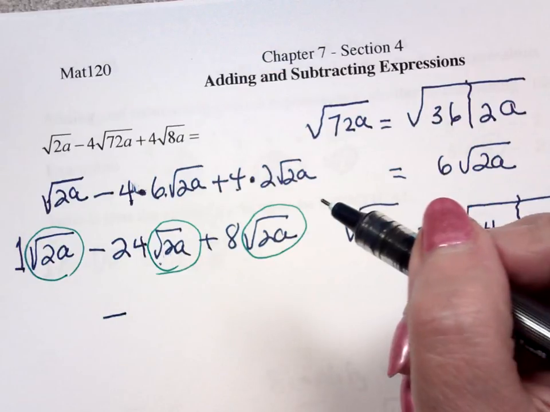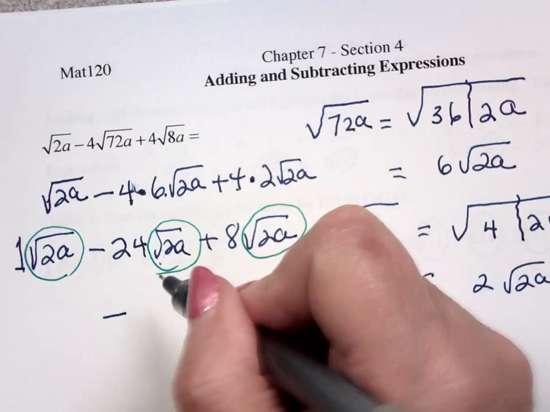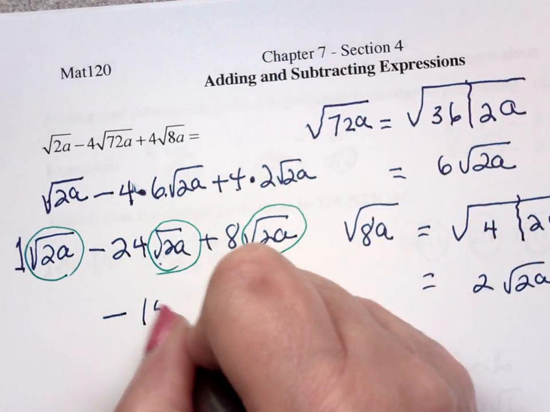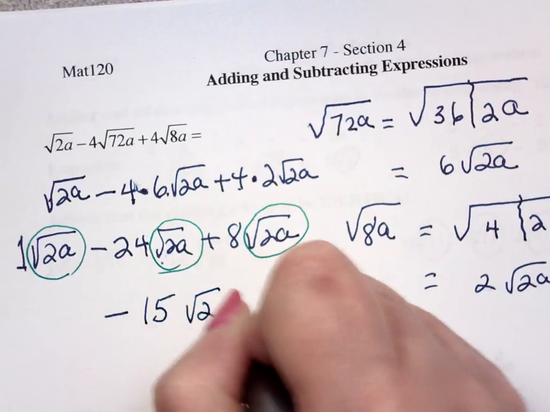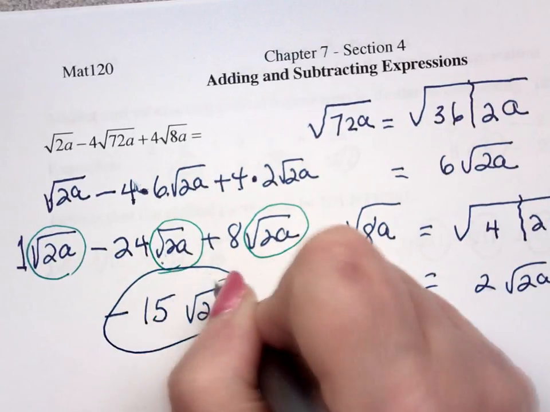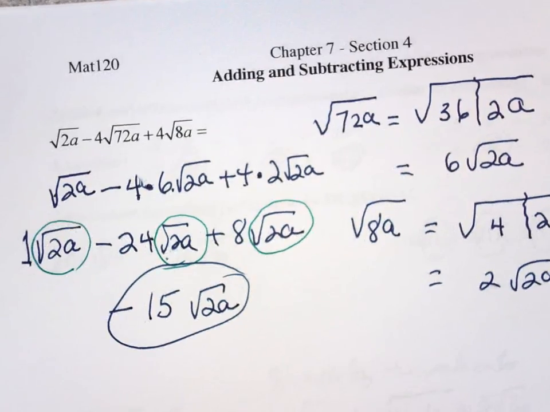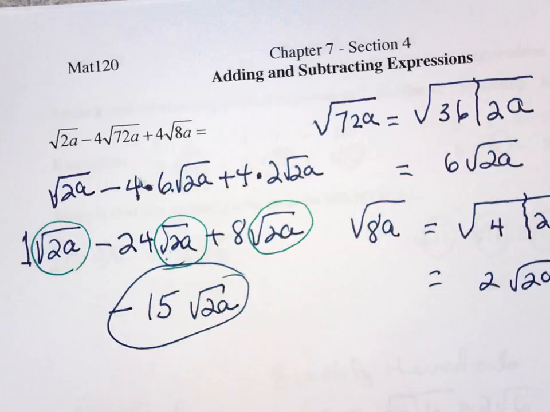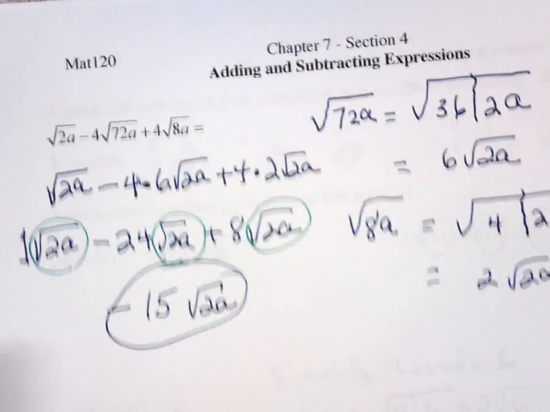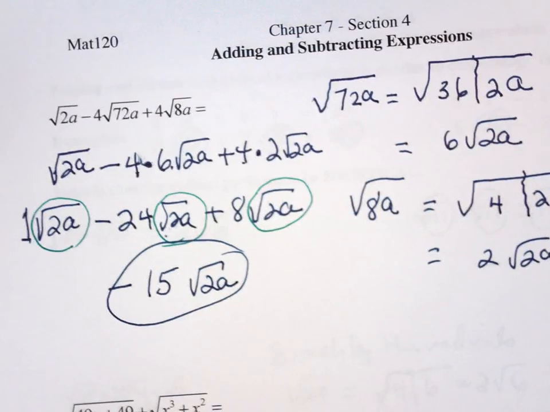Negative 15 circles. Hmm? 15? I'm trusting you, which is maybe not a good thing today, because I can't trust myself. That's what the problem is.